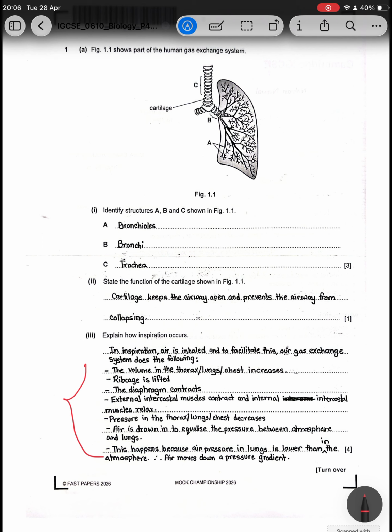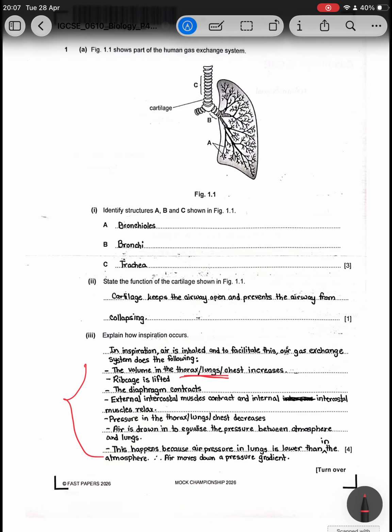The volume in the thorax, lungs, or chest, either one from here, increases, the rib cage is lifted, and the diaphragm contracts. Then the external intercostal muscles contract and internal intercostal muscle relax. So you will understand these points a little bit more if you had a diagram of the gas exchange system in front of you, so you can look it up while watching this.